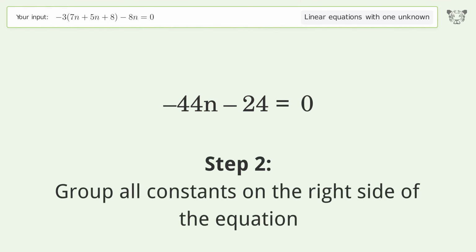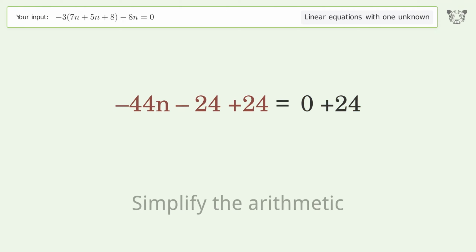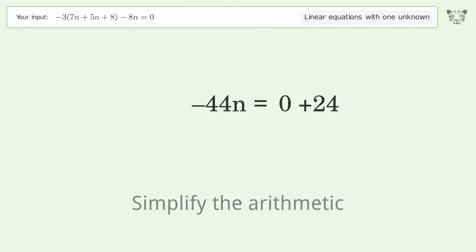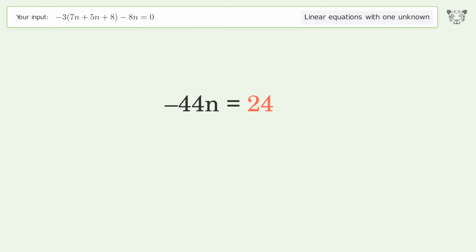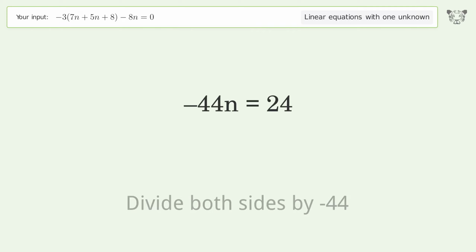Group all constants on the right side of the equation. Add 24 to both sides. Simplify the arithmetic. Isolate the n. Divide both sides by -44.